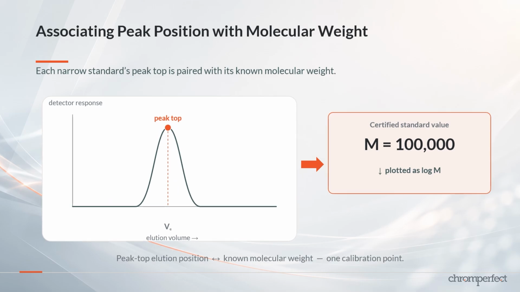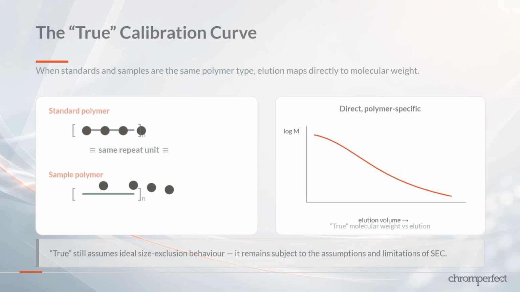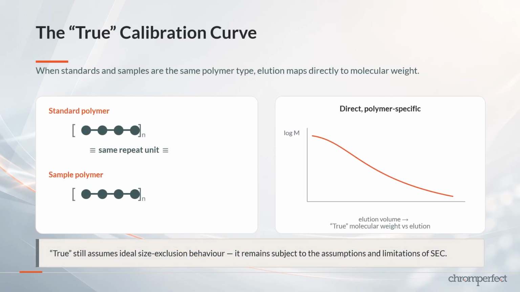Each standard therefore contributes a calibration data point. The elution time or volume determines the horizontal position, and the logarithm of the nominal molecular weight determines the vertical position. A series of standards spanning the working range produces a set of points from which the calibration curve is fitted. The calibration produced directly from narrow standards of the same polymer type as the samples is commonly described as the true calibration curve. The word true should be understood within the assumptions of SEC. The value of the curve at a given elution volume represents the molecular weight assigned to material of that polymer that elutes at that volume.